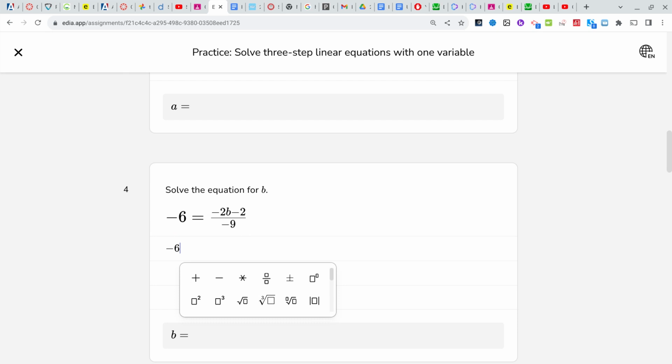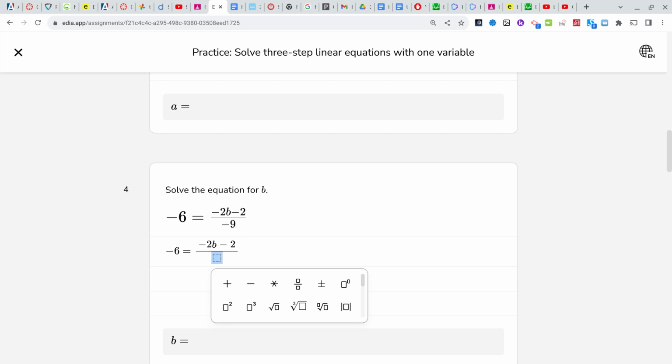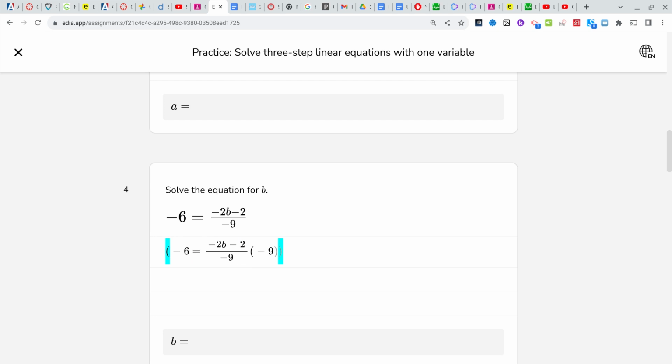Negative 6 equals, and then just the same way. And then to this, I'm going to press Shift and the arrow so I can cover that, and then divide it by negative 9. So that's the equation. Now the best thing to do here is to multiply by negative 9 so that it can cancel. But if you multiply the right side, you have to multiply the left side. I like to put the multiply in parentheses.